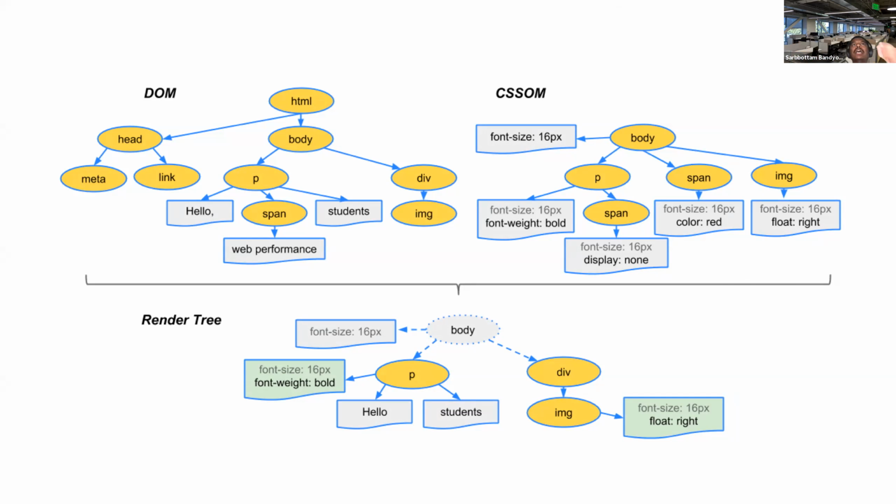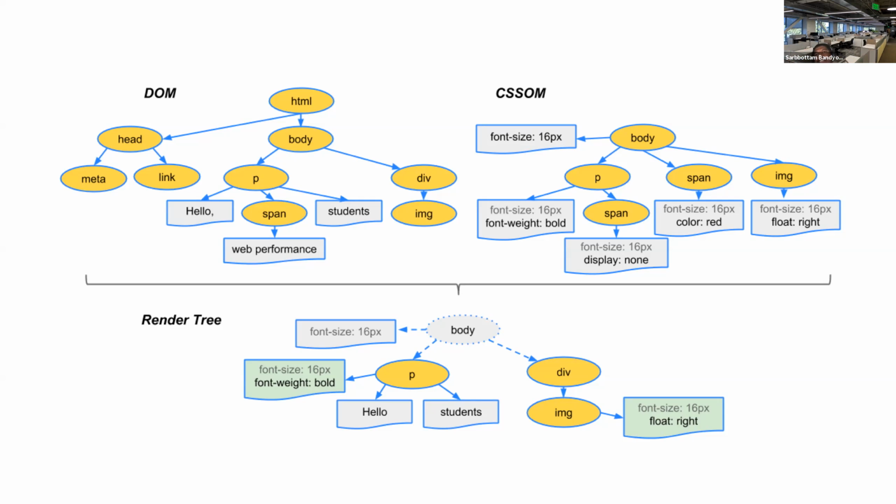It matches all the selectors. If you see this picture, it has a body in the DOM, it has a body in the CSSOM. It has a P below the body in the DOM, it has a P below the body in the CSSOM. It brings these two trees together and creates what is called the render tree. In the render tree, the body gets a font size of 16px because the body is in the DOM and the 16px font size is in the CSSOM. Similarly, the P tag below the body got a font size of 16px, which is inherited from the body, and it got the font weight bold from the CSSOM, and so on and so forth.